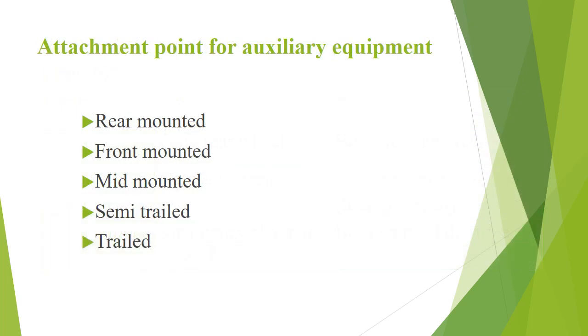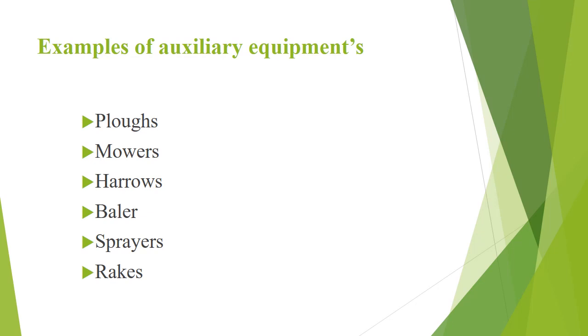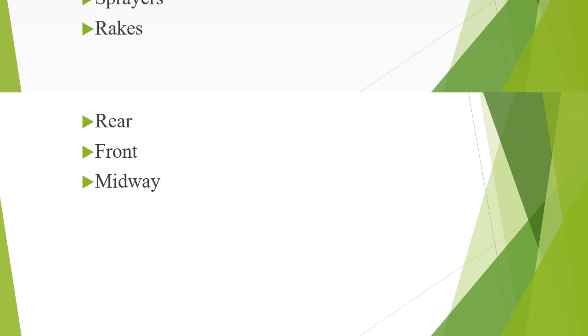Let's look at the attachment points for auxiliary equipment. Auxiliary equipment is attached to a tractor in the following parts. We have the rear of the tractor, the front of the tractor, the mid of the tractor, semi-tread, and tread. Let's look at examples of auxiliary equipment. We have the plows, the mowers, the harrows, the balers, the sprayers, the rakes, the rotavators, and others.